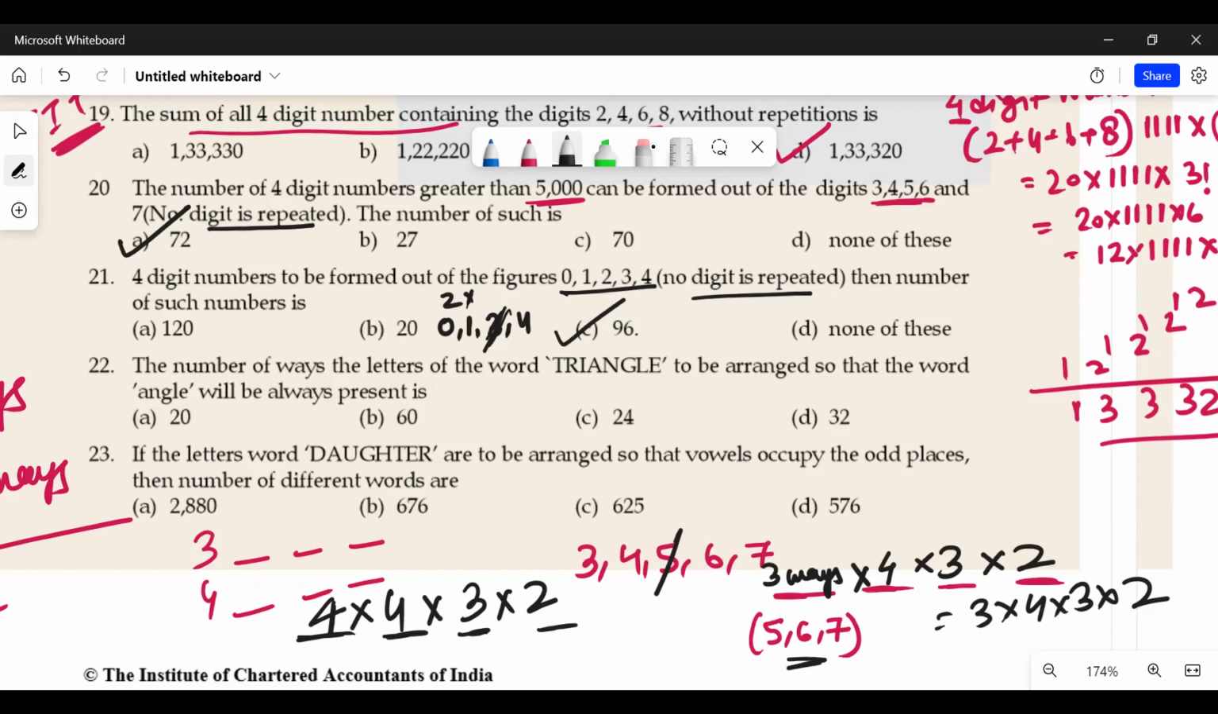Any doubt? No, sir. Try 22 and 23 by yourself.